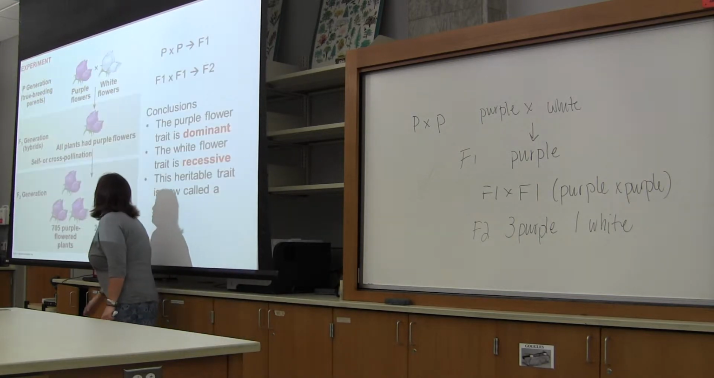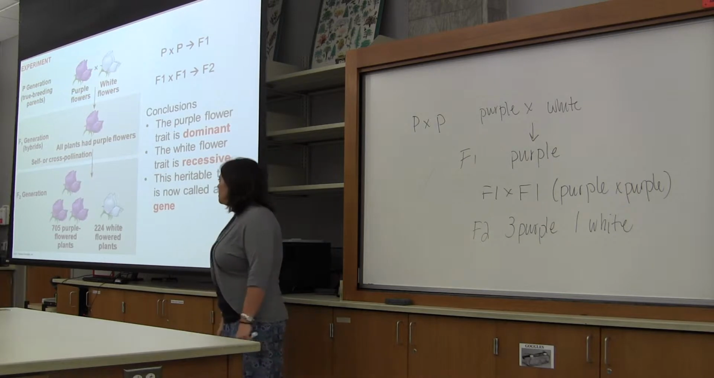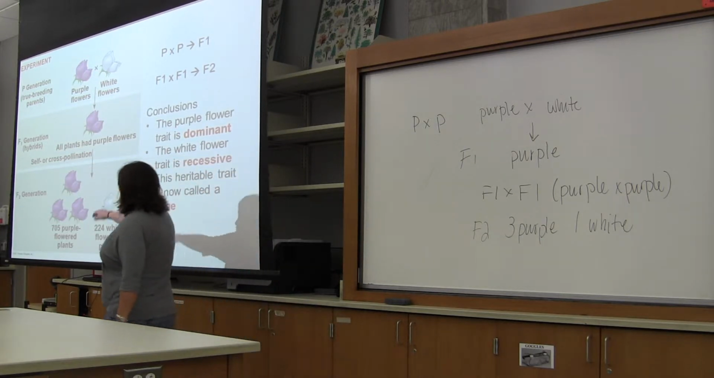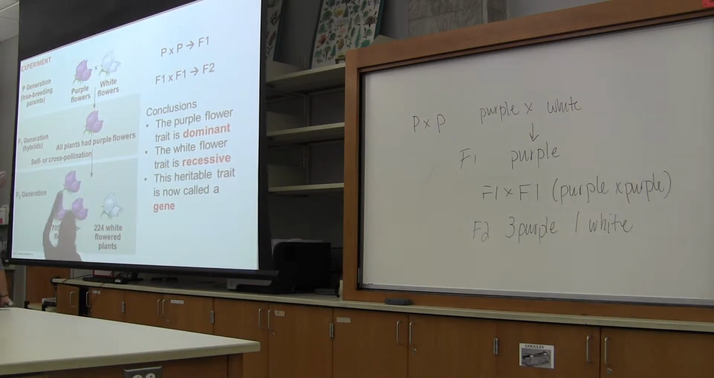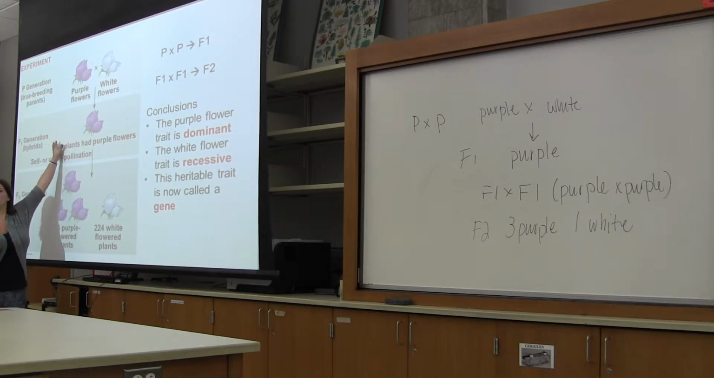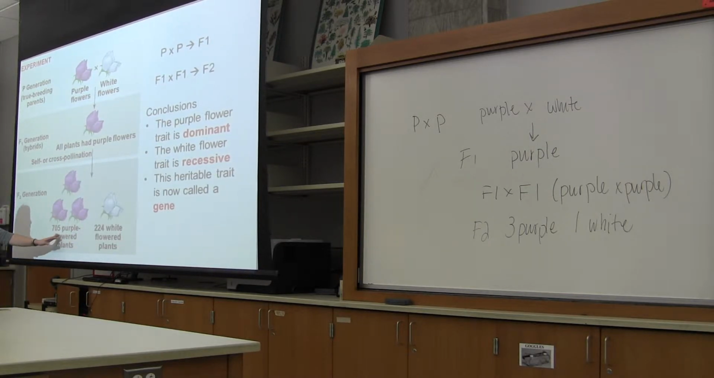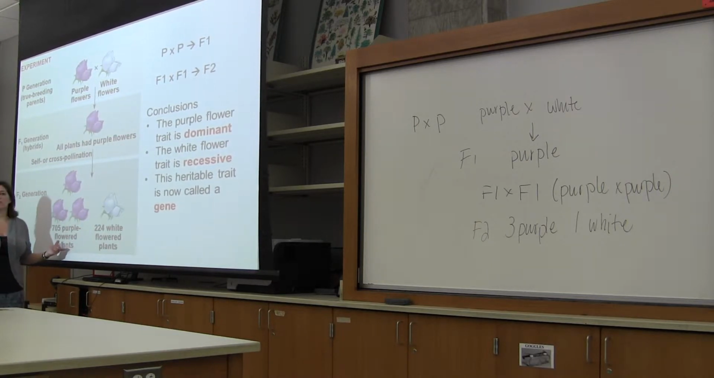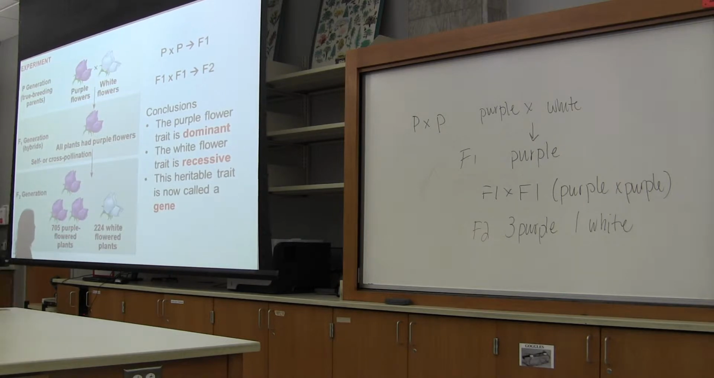And so the results, as we mentioned, after his parental crossing, these are the true breeding, so he crossed the parent times the parent, and he got 100% purple. And then he took these F1s and he crossed them to one another. So an F1 times an F1, and in the F2, he saw a ratio of 3 to 1. So for every 3 purple flowers, there was 1 white flower.